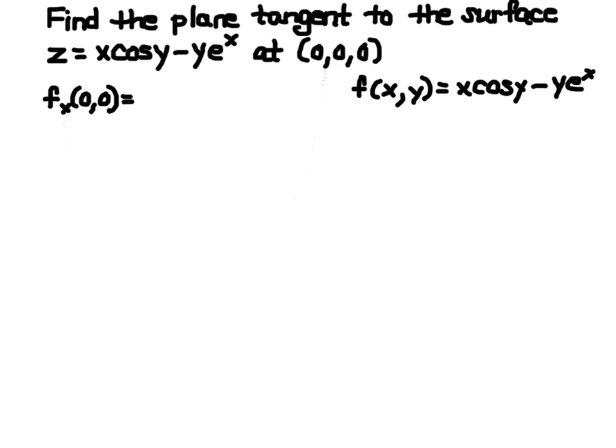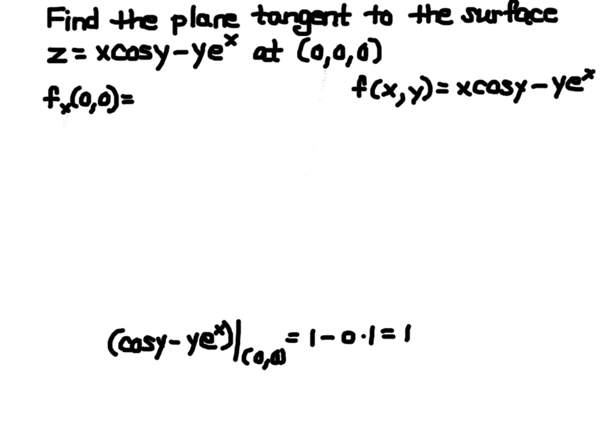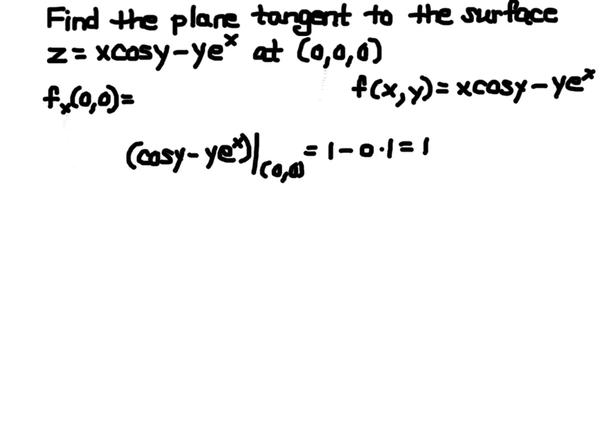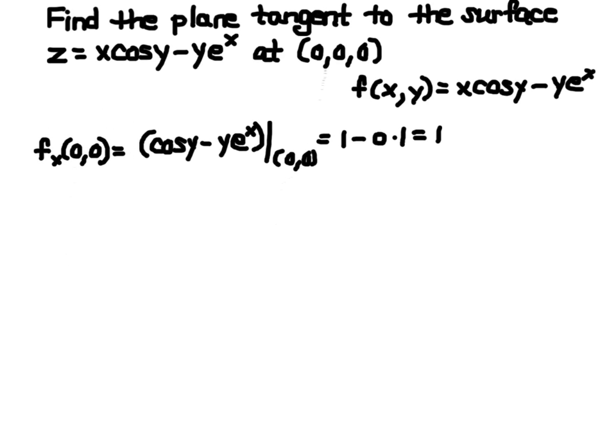And that's going to be cosine y minus y times e to the x. And again, we're evaluating this at the point 0, 0. So we have the cosine of 0 is 1 minus y times e to the x, and y is 0, and e to the x is 1. So this is going to give us an answer of 1. So let's move this up. It's not quite fitting, so we'll put it here.